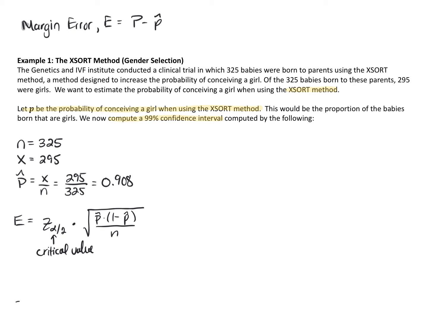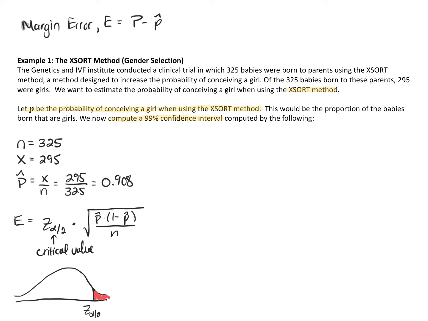So z sub alpha is a z-score on the normal distribution that separates, right, very, very high z-scores from the rest of the distribution. So to calculate this critical value, which we call z sub alpha divided by 2, if you're using your calculator, you want to use inverse norm.